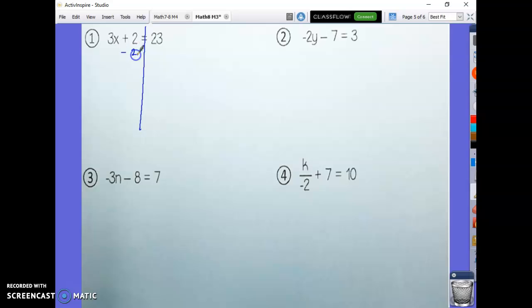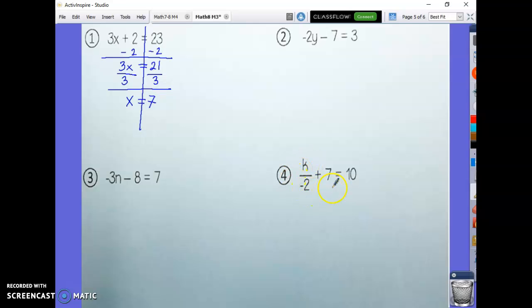So you subtract 2 from both sides. There we go. 3x is equal to 21. Now you're going to do the opposite again. 3 is multiplied by x, so we're going to do the opposite, which is dividing by 3. We're left with a 1x, or just an x, is equal to 21 divided by 3, which gives us the number 7.